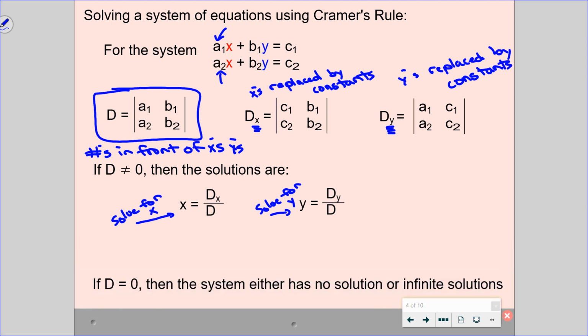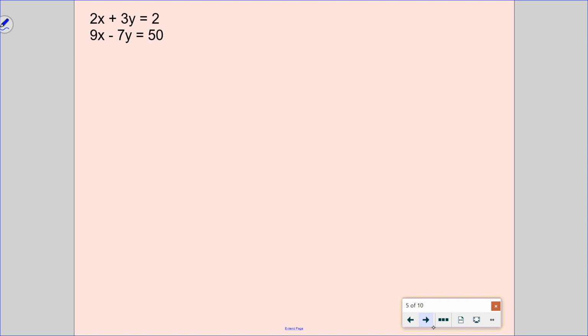Now I mentioned the D equals 0 part. If you get a determinant that's equal to 0, you have either no solution or infinitely many solutions. For our sake right now, we're not going to get too far into that. The goal is that you are going to get some nice numbers to work with here. So you will need your calculators handy, especially if you need to do some calculations.